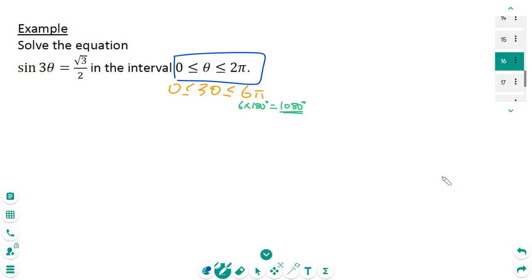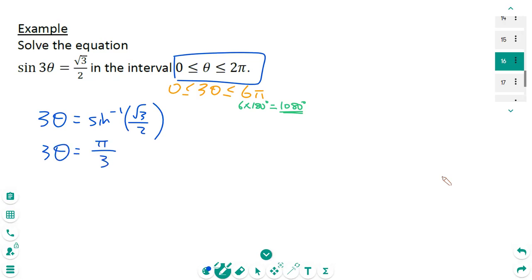Right, so sine 3 theta equals root 3 over 2, same thing. Okay, so first step, we're going to inverse sine, arcsine of root 3 over 2. Put it in a calculator, that will give you pi over 3. Remember, the calculator has to be in radians mode. So 3 theta equals pi over 3.